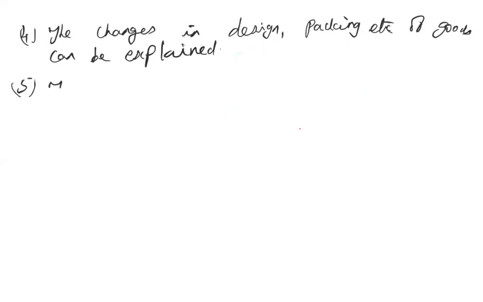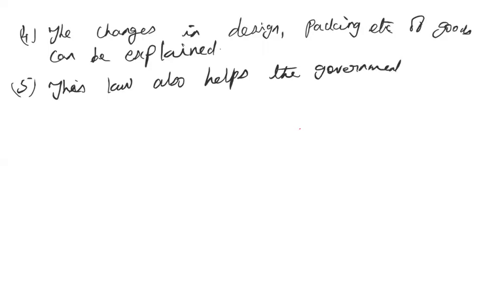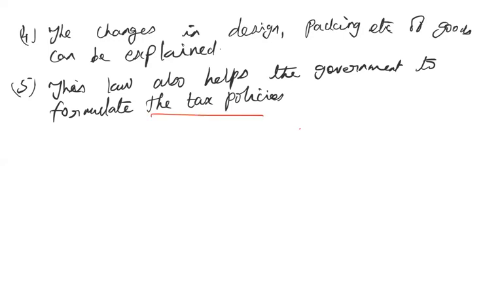Then this law helps the government. This law also helps the government to formulate tax policies. So what is the connection between the law of diminishing marginal utility and the tax policies of the government? See, one type of tax which is even followed in India is something called the progressive system of taxation.